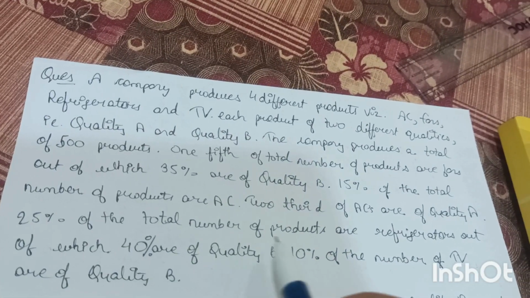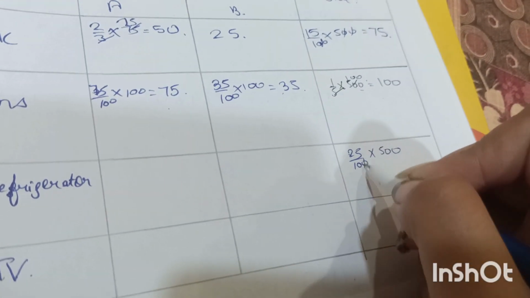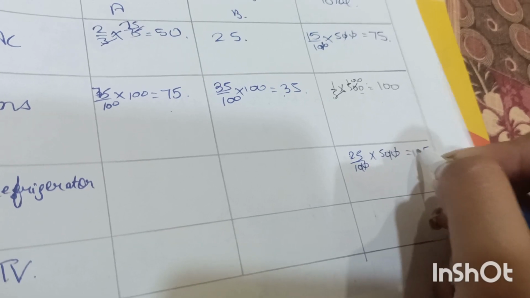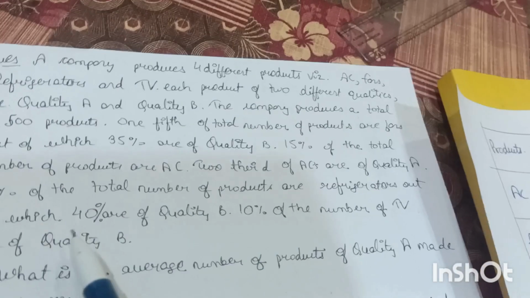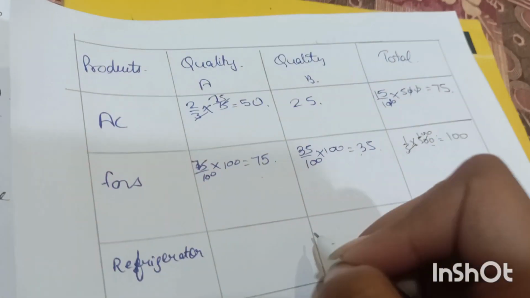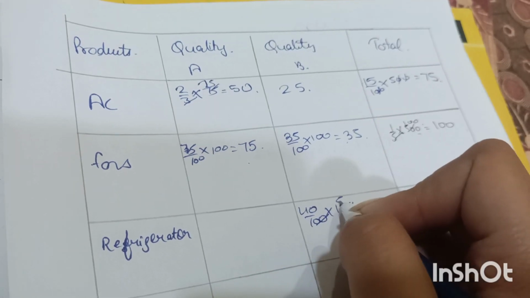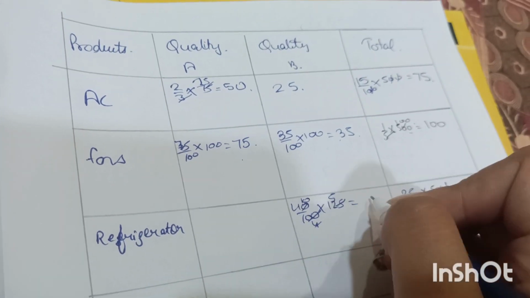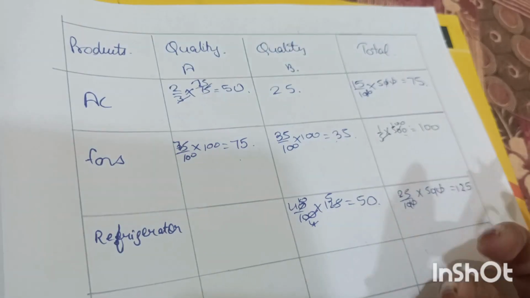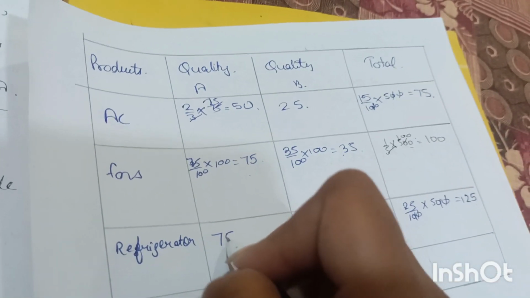Okay. So then 25% of the total products are refrigerator. So 25 per 100 into 500. So you'll get 125. Okay. Then 40% are of quality B, refrigerator. Okay. Quality B, 40 per 100 into 125. So when you solve, you'll get 50. And when you will subtract it, you will get the value as 75.